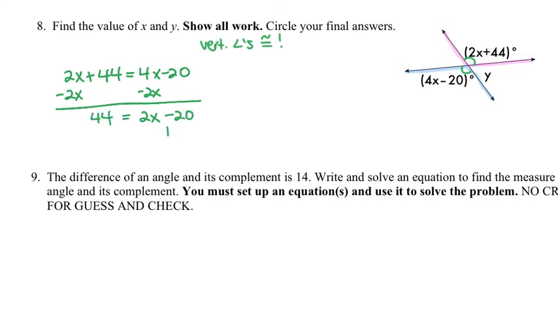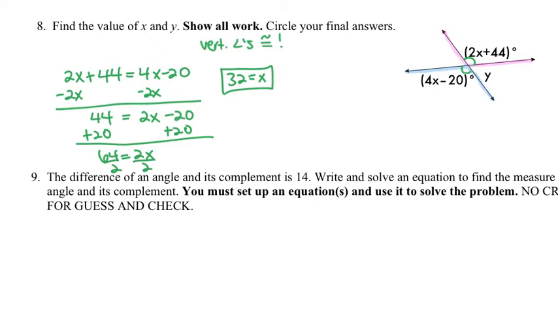We're going to add 20 to both sides now. Again, I'm showing all of my work here. 64 equals 2x, divided by 2, and you get 32 is equal to x. So that's one of the things I needed to find.